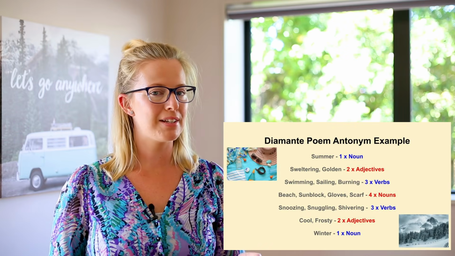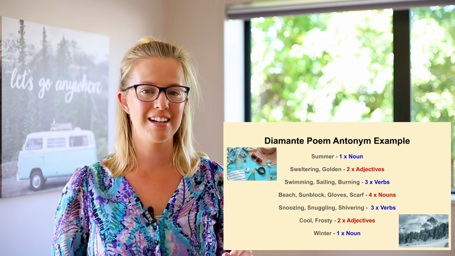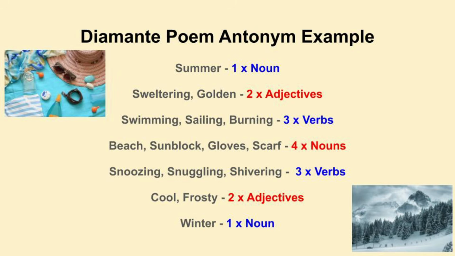We did synonyms, now let's do antonyms. And if you remember, antonyms are 2 words that mean the opposite thing. So our antonym Diamante poem is talking about opposite things. When I read it out, you might be able to see that halfway through, the idea of the poem changes. So I'm going to read it out and see if you can spot when it changes. Summer, sweltering, golden. Swimming, sailing, burning. Beach, sunblock, gloves, scarf, snoozing, snuggling, shivering, cool, frosty, winter.